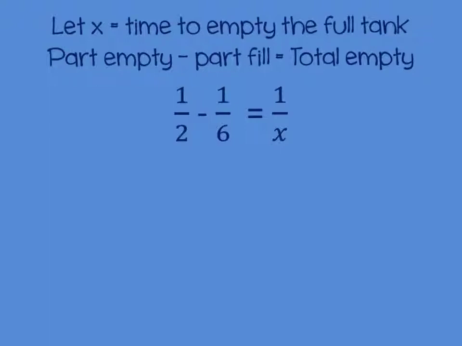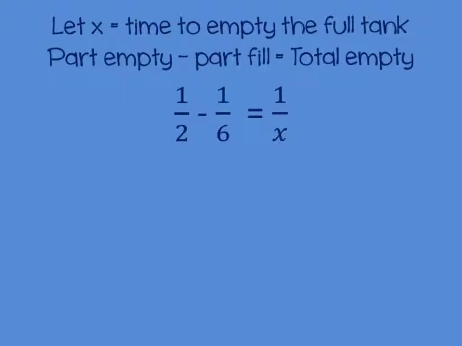So what we do is we let x represent the time to empty the full tank. So the part it can empty, the full tank, which is 1, over 2. It takes 2 hours to empty it. We're going to subtract how fast it's filling. So we have 1 tank will fill in 6 hours. So we have 1/2 minus 1/6 is equal to 1 over x, which is your total empty.